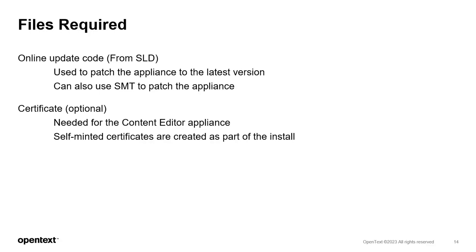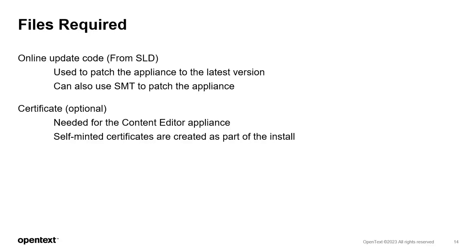Some other bits you need are the online update code. This allows you to download updates and patches for the appliance. Typically you'd get that from the SLD, though you can also use an SMT server to patch the appliance if you wanted to. And something I generally recommend is having a certificate as well that's been minted by a proper certificate authority. A self-minted certificate is created as part of the install, but some things like iOS devices and Apple Macs need to have a proper certificate rather than a self-minted certificate in order to work.